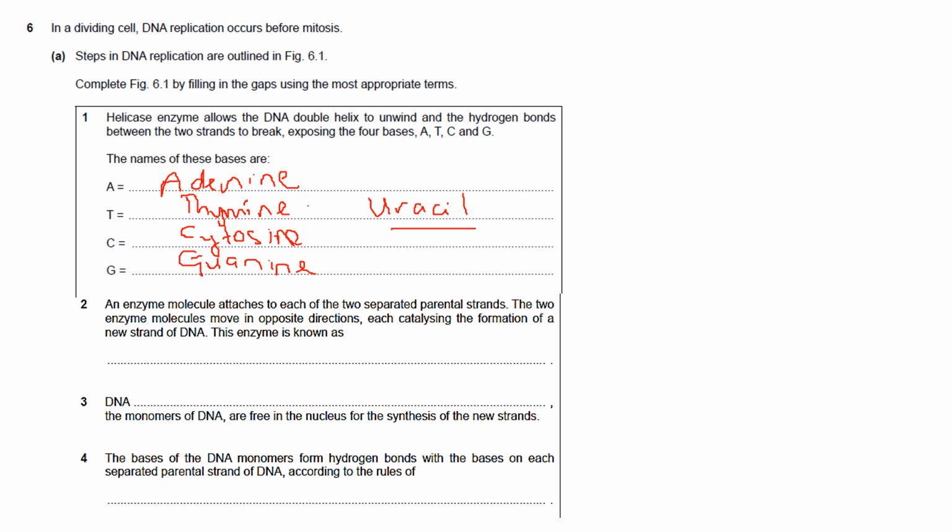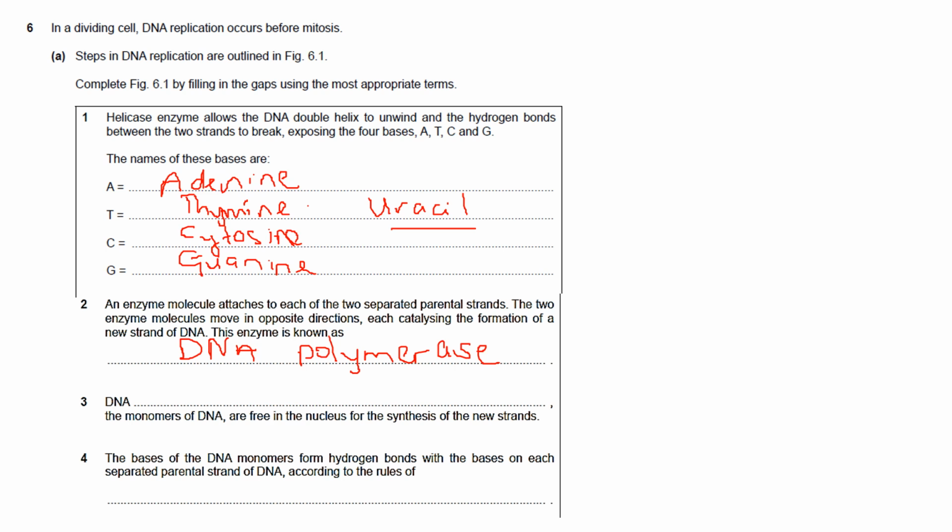An enzyme molecule attaches to each of the two separated parental strands. The two enzyme molecules move in opposite directions, each catalyzing the formation of a new strand of DNA. This enzyme is known as DNA polymerase. So don't just write polymerase, because if you write polymerase, the person marking doesn't know if you're referring to DNA polymerase or RNA polymerase. So make sure you write DNA polymerase. And if you haven't watched the video I did on DNA replication and protein synthesis, please go watch that, because that would help you a lot here. I explain the process very easily so that you can easily follow it.